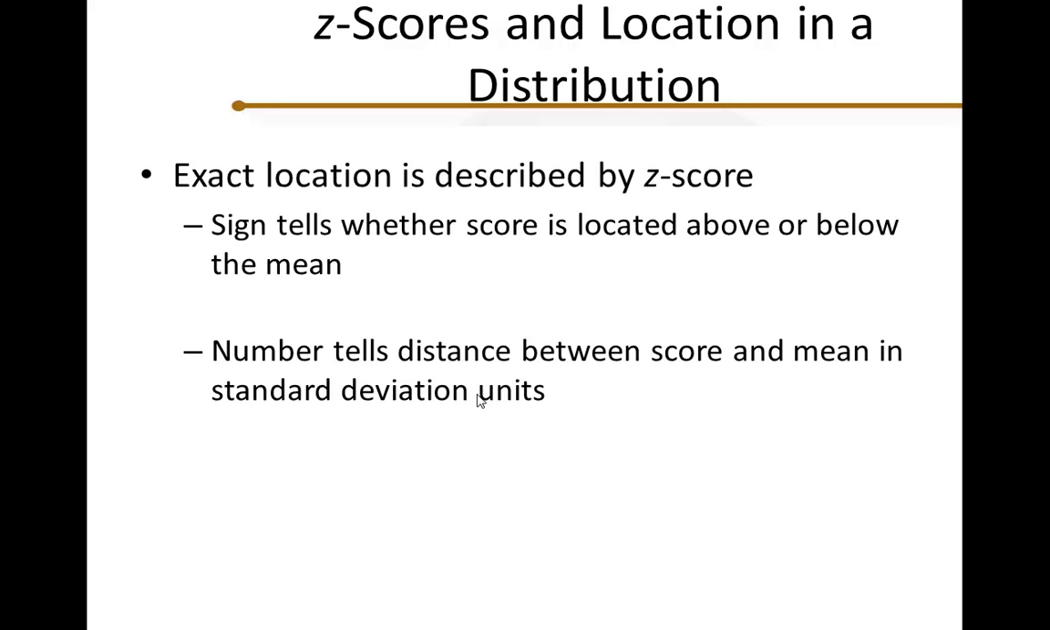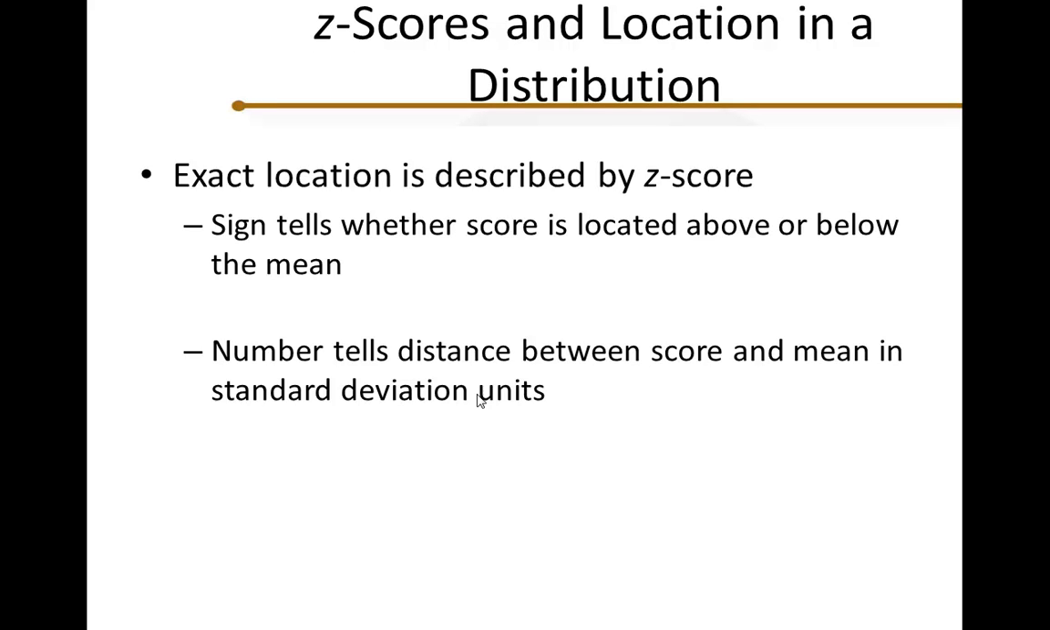So we can describe an exact location by a z-score. The sign tells us whether it's located above or below the mean. So you can have a positive z-score, you can have a negative z-score. And the number tells the difference between the score and the mean in standard deviation units. So a z-score of 1 is 1 standard deviation above the mean.